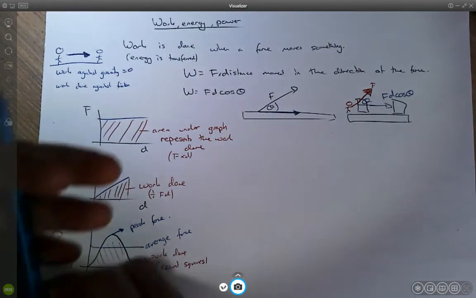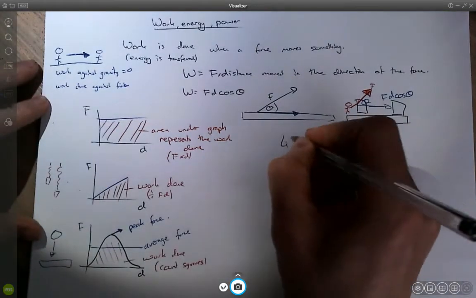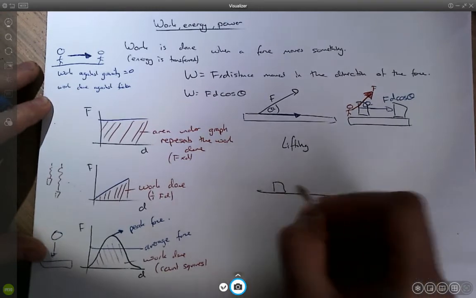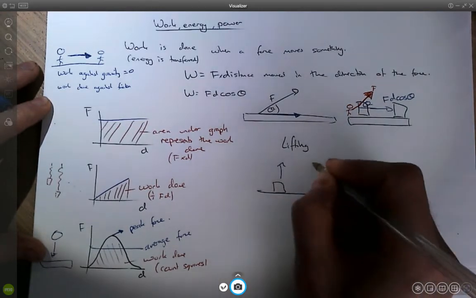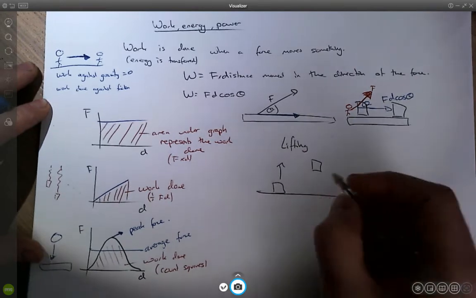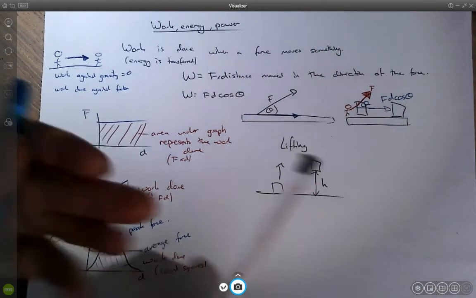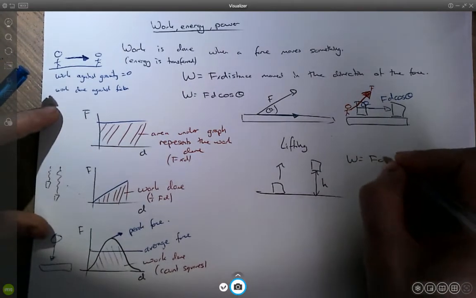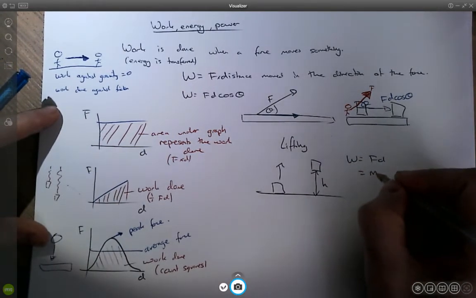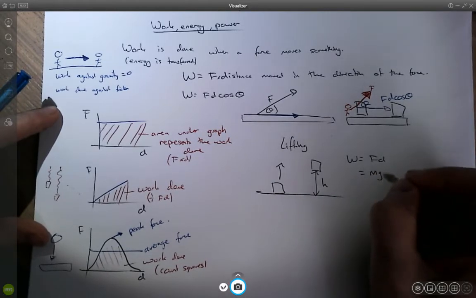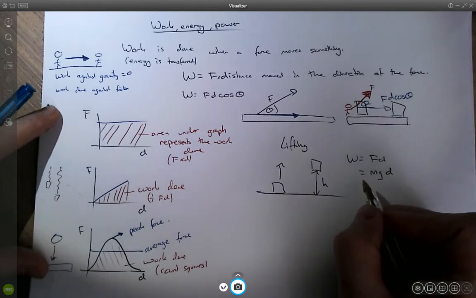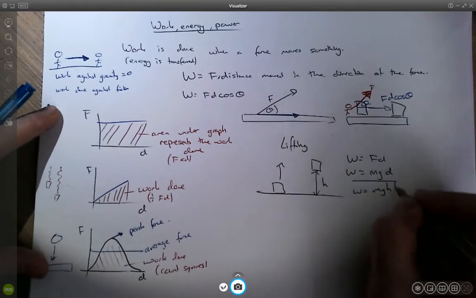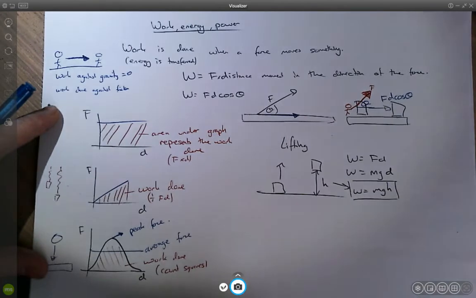What about if we're lifting something? So now we are doing work against gravity. We've lifted it some height. So again, work done is force times distance. What's the force in this case? It's gravity. We're doing work against gravity, therefore the force becomes the weight. So work done is this, or mgh, as you're used to seeing, because we're talking about a height.